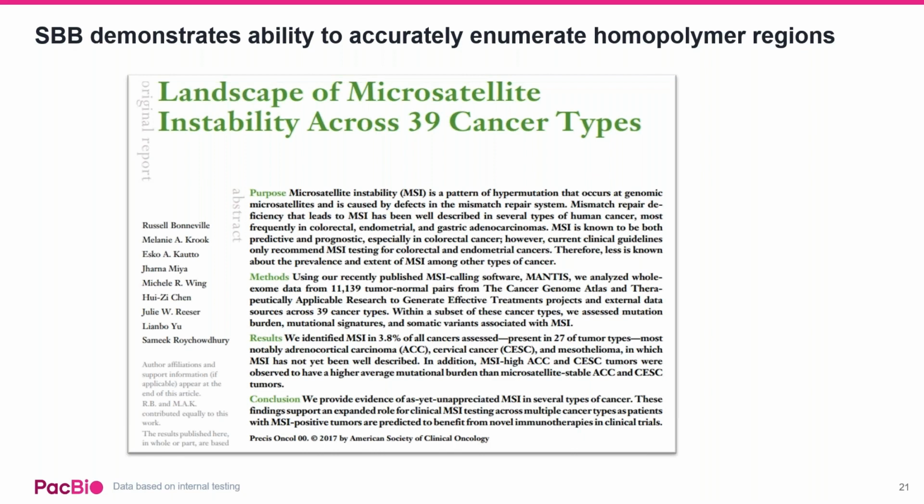hence providing a more accurate assessment of an individual's microsatellite status. In general, we believe homopolymer error correction has multiple utility, from polishing existing reference genomes to other research applications, such as inherited disease research, which we'll show an example of next.